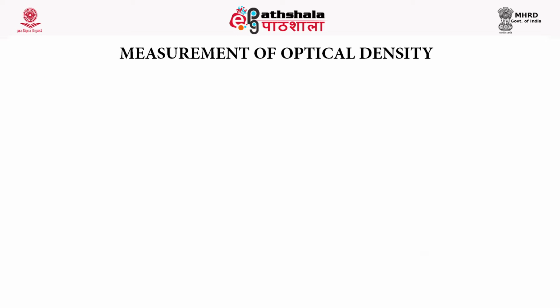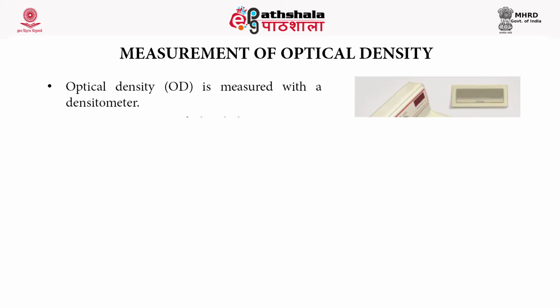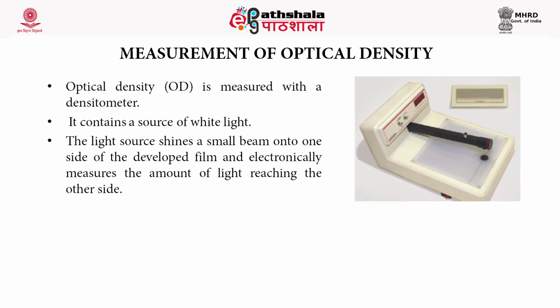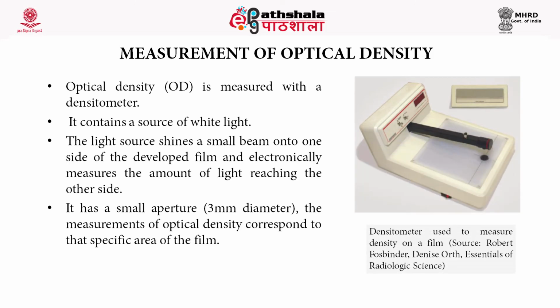How do we measure the optical density? The instrument that is used to measure the optical density is the densitometer. The figure of the densitometer is shown on the screen. A densitometer contains a source of white light. This light source shines a small beam onto one side of the developed film and electronically measures the amount of light reaching the other side. Densitometer has a small aperture of approximately 3 mm diameter that measures the optical density, and this corresponds to this 3 mm diameter of the aperture.